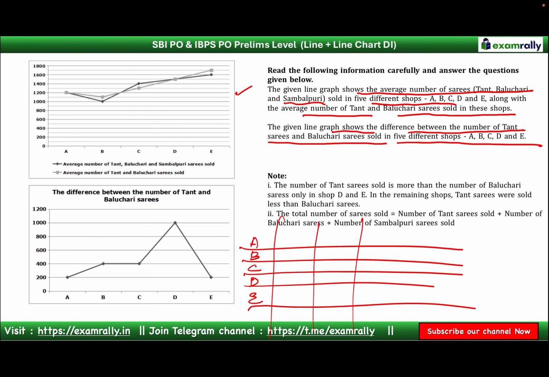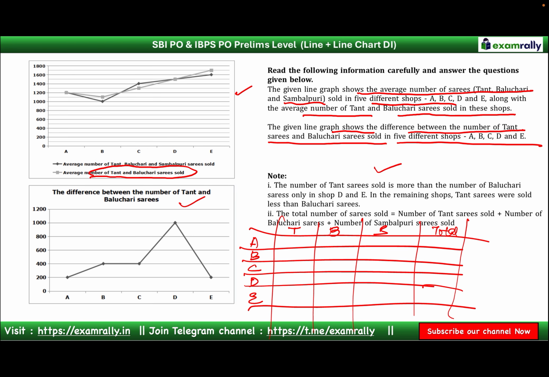What they have given are 3 sarees, so I'm taking these as T, B and S, and here is the total of it. You can do it in any manner. What I'm going to take here is the average of Tan and Baluchari sarees sold, and here they have given the difference between Tan and Baluchari sold. Before moving on, read the notes also provided.